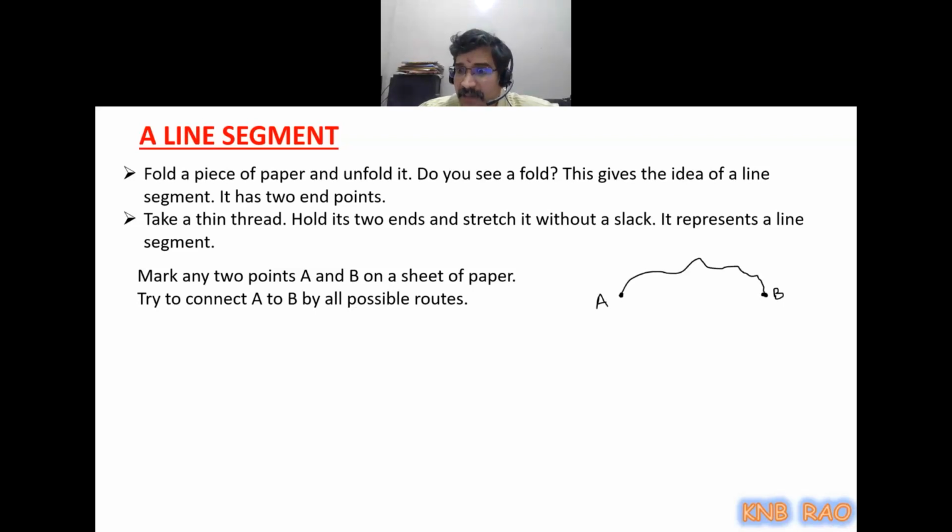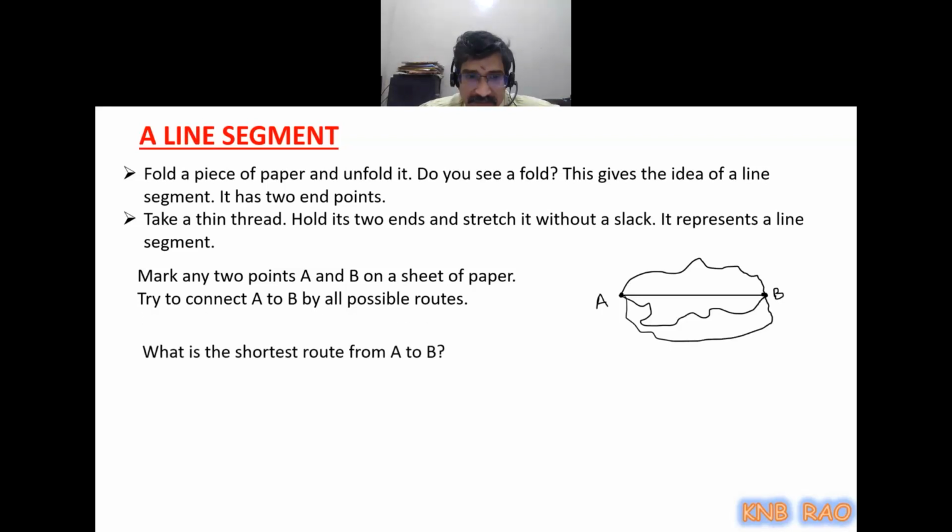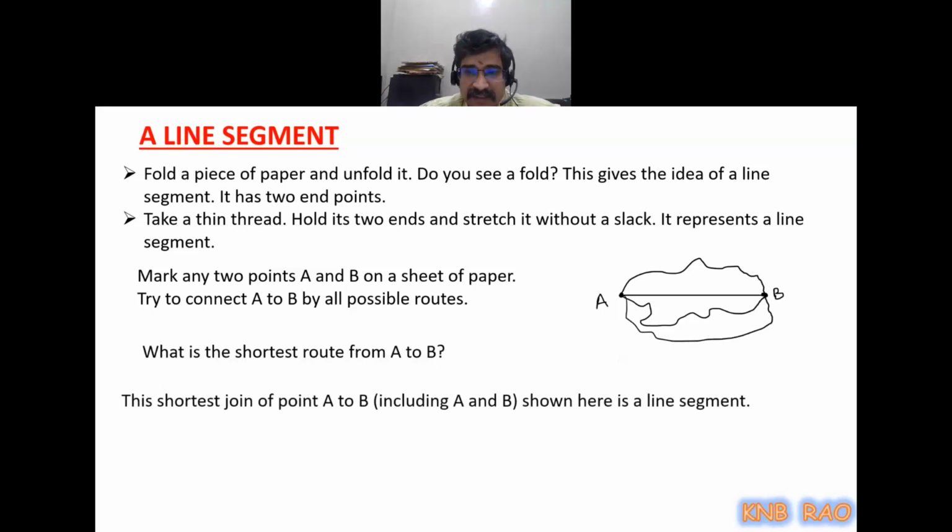And a line segment has a speciality. It is the shortest distance between two points. That shortest distance which is drawn is called a line segment. So generally, how do you represent a line segment? A line segment is a part of a line denoted with the help of its endpoints.